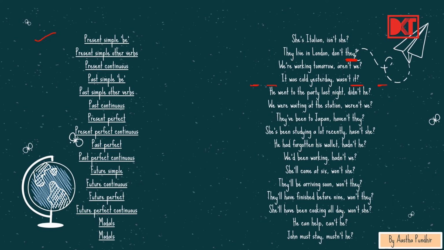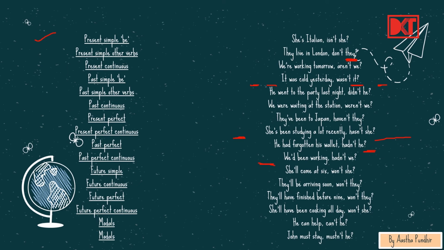Okay. Past simple other verbs like he went to the party last night, didn't he? In past continuous, we were waiting at the station, weren't we? Present perfect, they've been to Japan, haven't they? Then present perfect continuous, she's been studying a lot recently, hasn't she? She's been, because it is here, she has been. So here we use hasn't she. In past perfect, he had forgotten his wallet, hadn't he? Past perfect continuous, we'd been working, hadn't we? Now we'd is a contraction meaning we had.